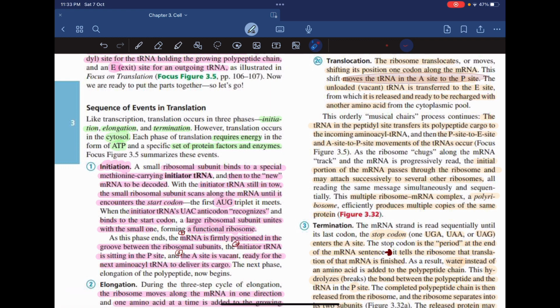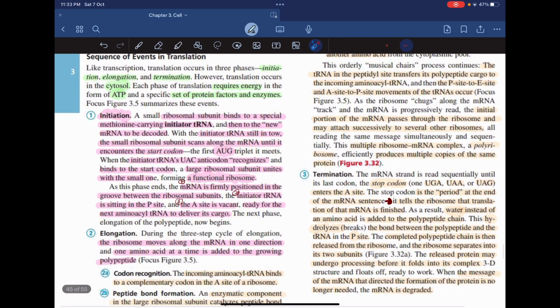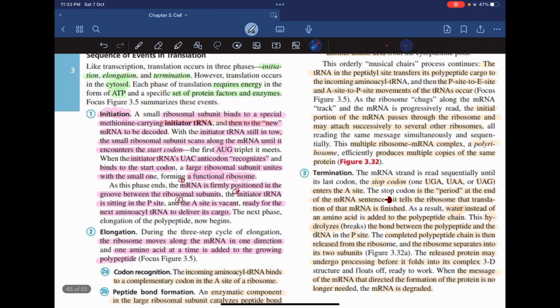Translation also has 3 phases, which are initiation, elongation, and termination. It differs from transcription in that transcription happens in the nucleus, but translation happens in the cytosol or cytoplasm. We also mentioned that it requires energy in the form of ATP and a specific set of proteins that we're going to mention. Initiation is where a small ribosomal subunit binds to a special methionine-carrying initiator tRNA and then to the new mRNA to be decoded.